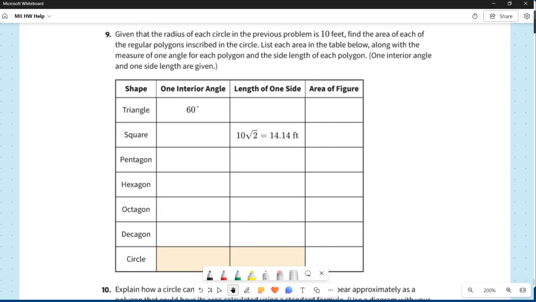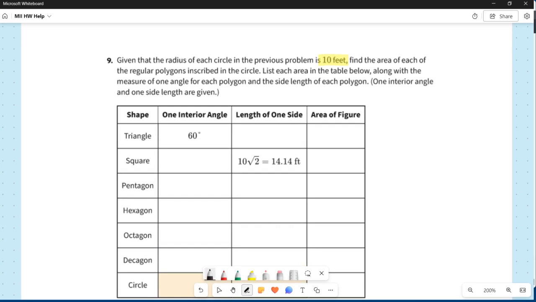Question 9. Given that the radius of each circle in the previous problem is 10 feet, all right, so we're told that, I'll just highlight it, 10 feet. So the radius is 10, and that is R. Find the area of each of the regular polygons inscribed in the circle. List each area in the table below, along with the measure of one angle for each polygon and the side length of each polygon. One interior angle and one side length are given.